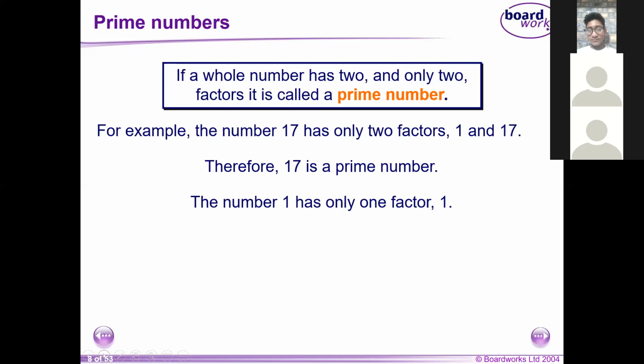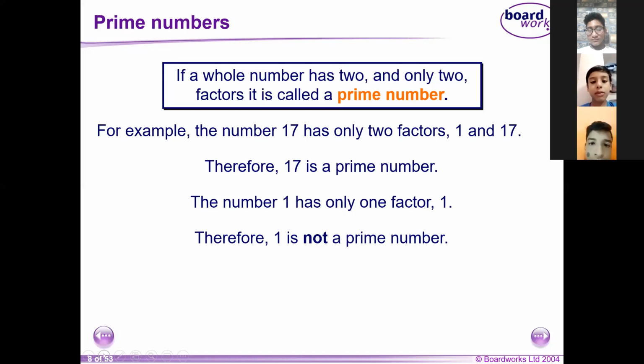The number 1 has only one factor. That is why 1 is not a prime number. Some students say that 1 is a prime number. If I ask them what is the smallest prime number, they say, sir, 1. But 1 is not a prime number. 1 is neither a prime number nor a composite number. 2 is the smallest prime number. And if I ask you why 1 is not a prime number, because 1 has only one factor, which is 1. Okay, so 1 is not a prime number.